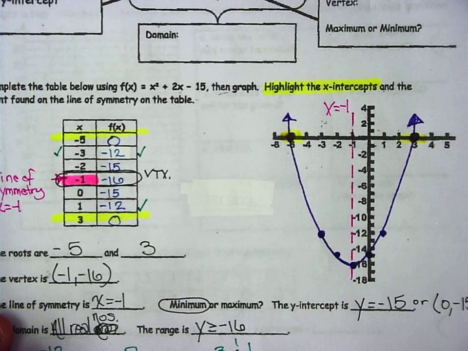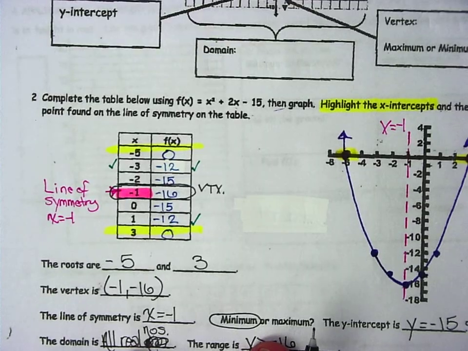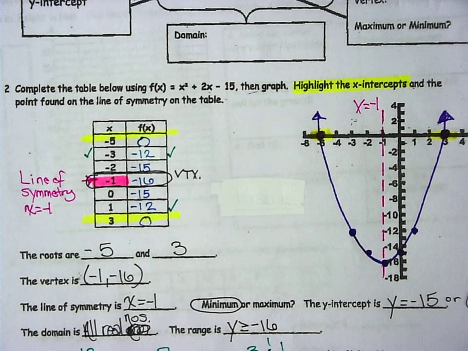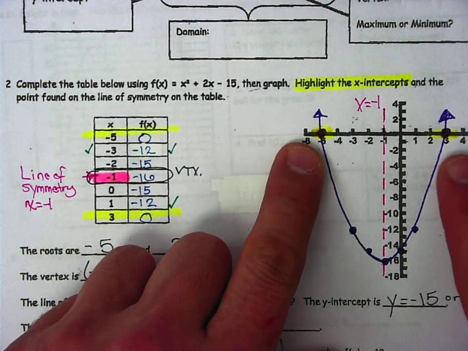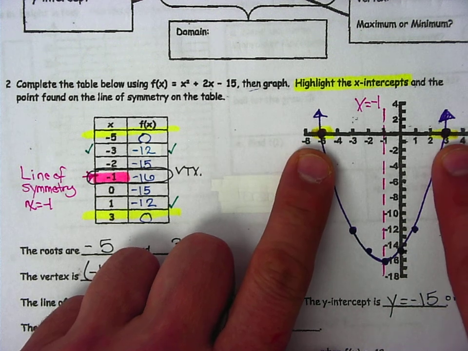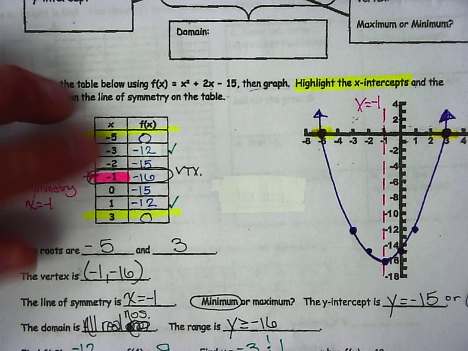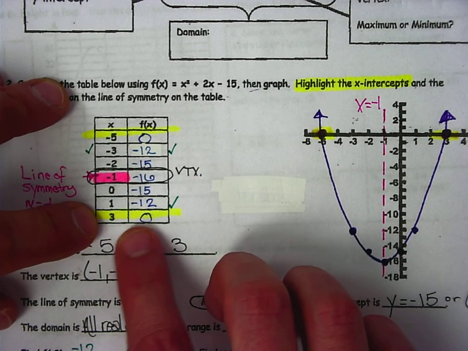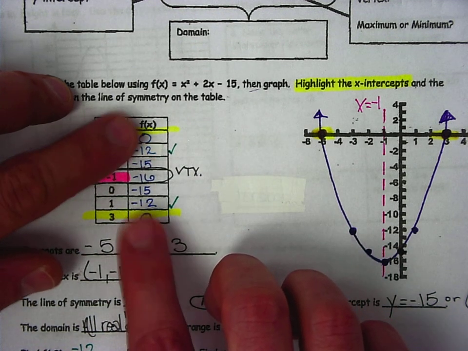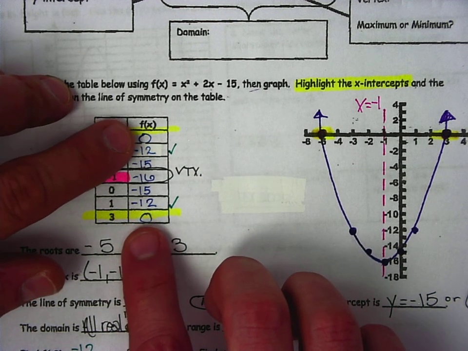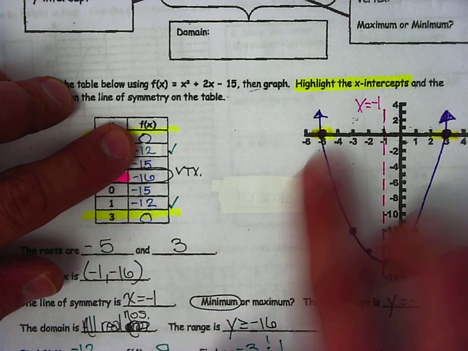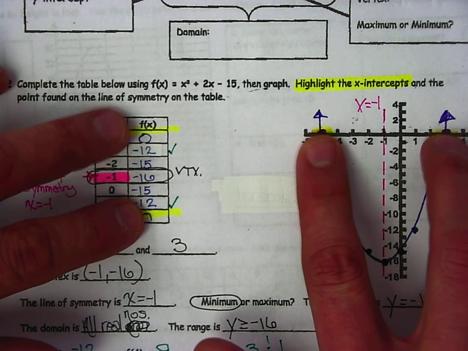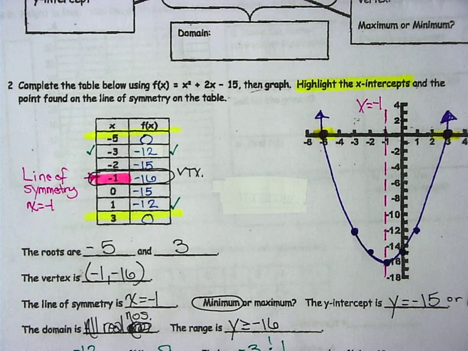Now we're asked to highlight the x-intercepts and the point found on the line of symmetry on the table. So the x-intercepts right here at -5 and at +3. So I highlighted them as well over here. At (-5, 0), and then (3, 0). That's another reason why they're called zeros, because their y value, or the f of x value, is equal to 0. It's when it hits the x-axis, or in this case, these are x-intercepts. That's why all these words are interchangeable.